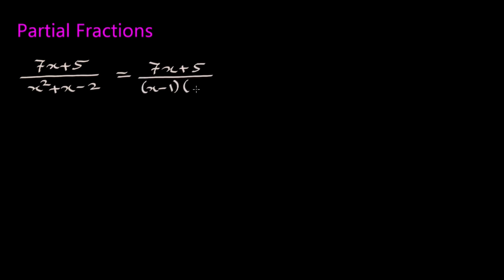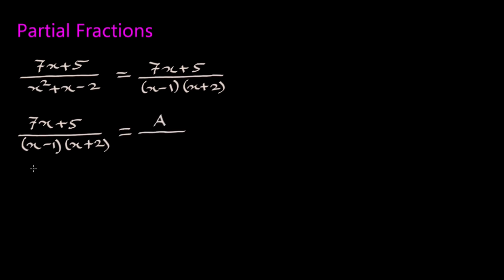Now we will actually find partial fractions of a rational function 7x plus 5 upon x square plus x minus 2. First, we will factorize the denominator. That will be x minus 1 into x plus 2. Now we will write 7x plus 5 upon x minus 1 into x plus 2 as some constant a upon this linear factor x minus 1 plus another unknown constant b upon second linear factor x plus 2.